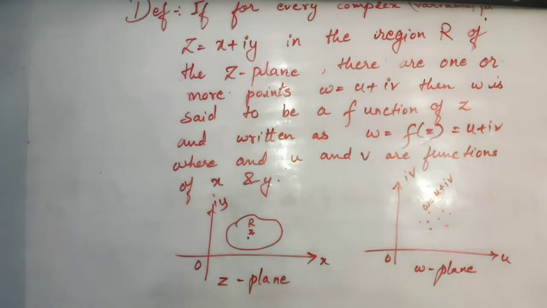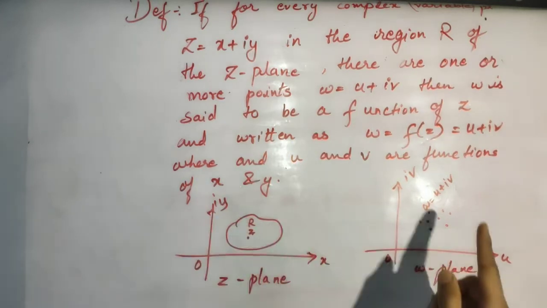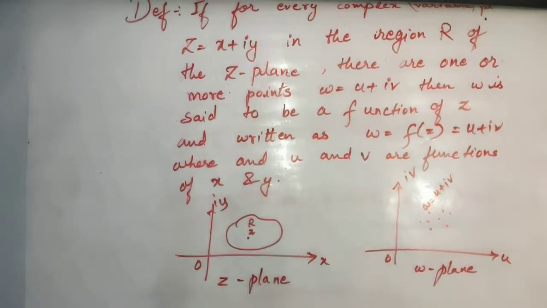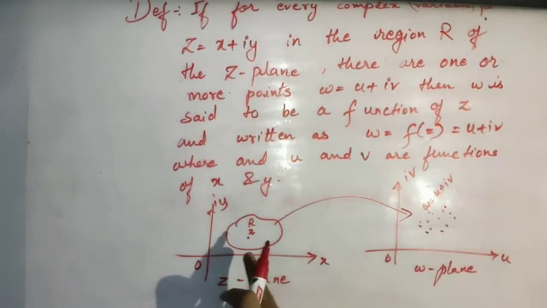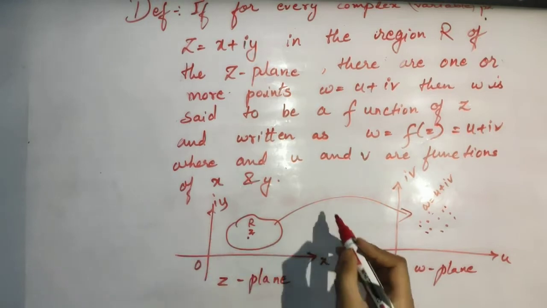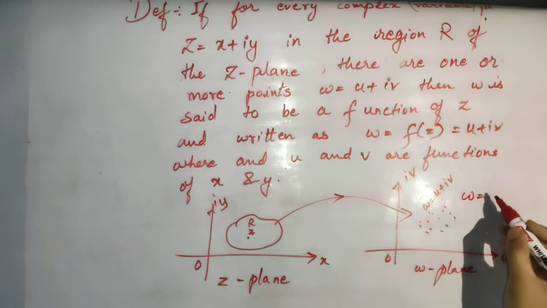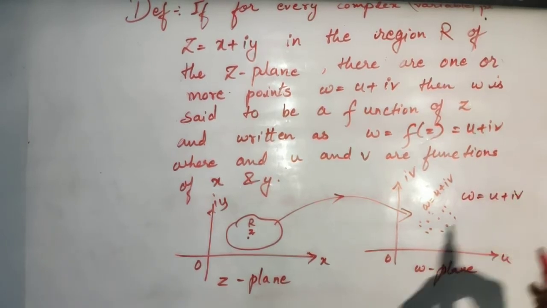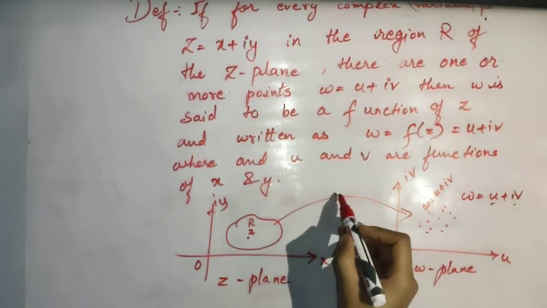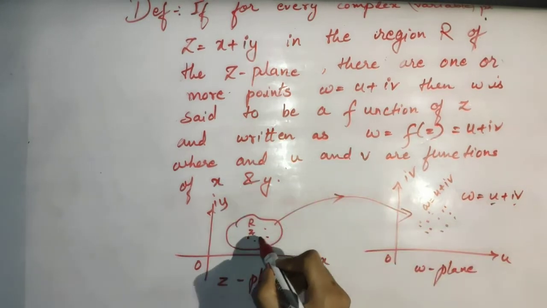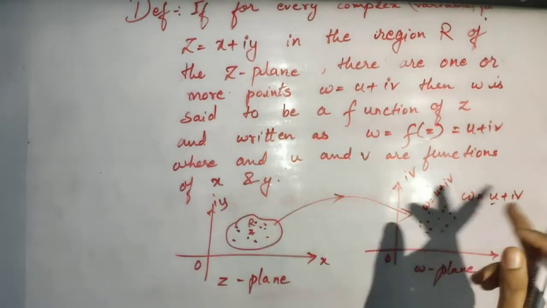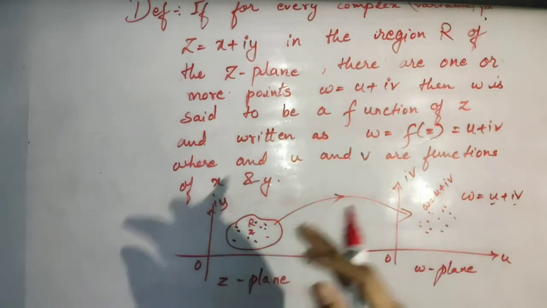In that, for each and every point of this region R, if I am able to find one or more points as their images under f, under this function, if I am able to find one or more images of each and every point present in R, then of what form? One or more points of the form w is equal to u plus iv. Okay, so this is happening for each and every point in the region R. I am able to have so many points there as their images.